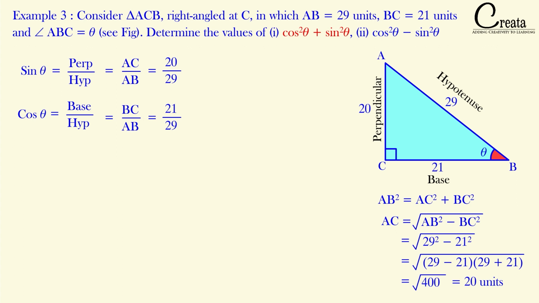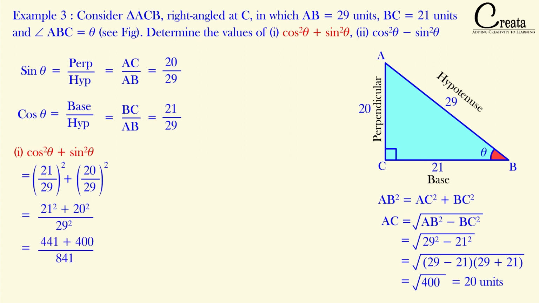We got cos theta, we got sin theta, and in the first part we have to find cos square theta plus sin square theta. We know the value, let's square it and add it. On solving, we got the answer as 1. The answer of the first part is 1. That is, cos square theta plus sin square theta is equal to 1.